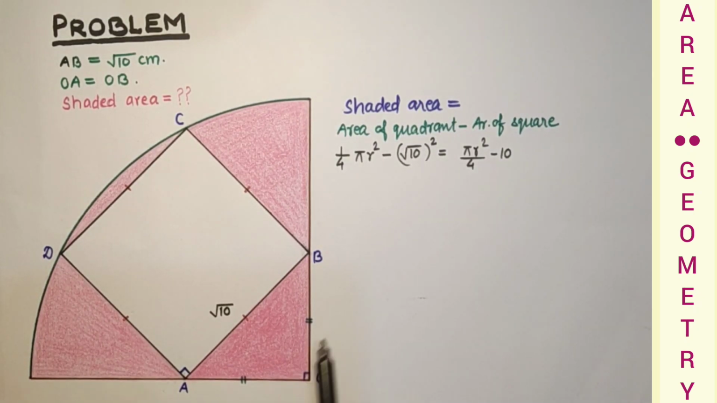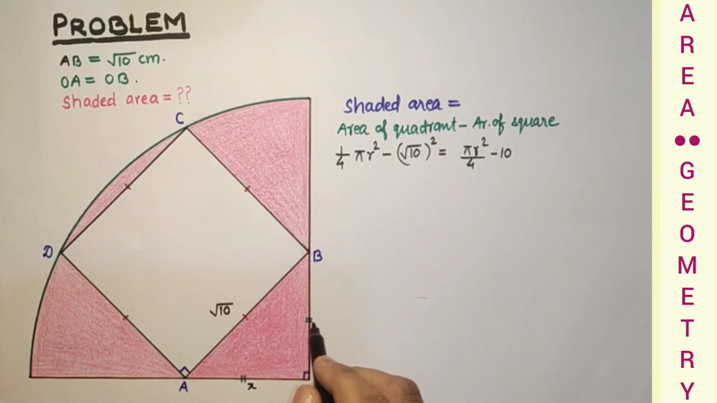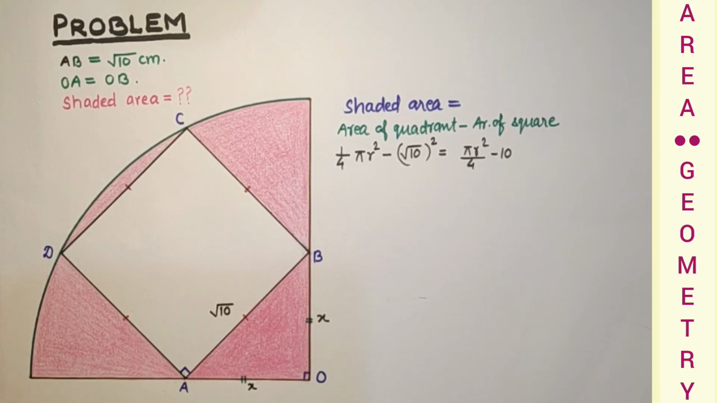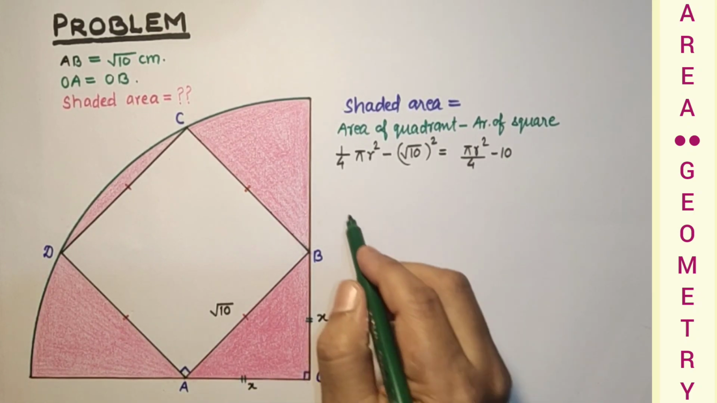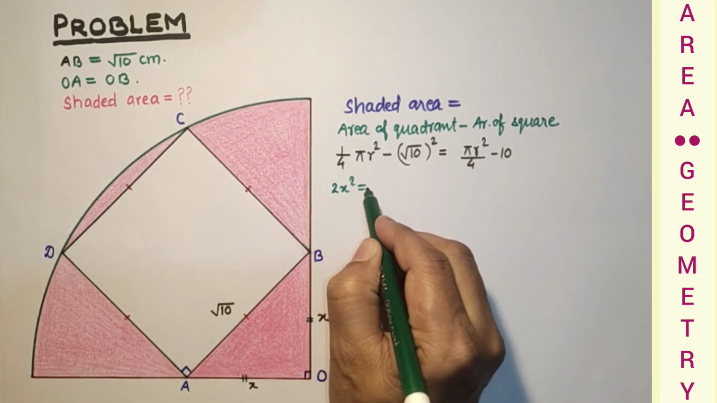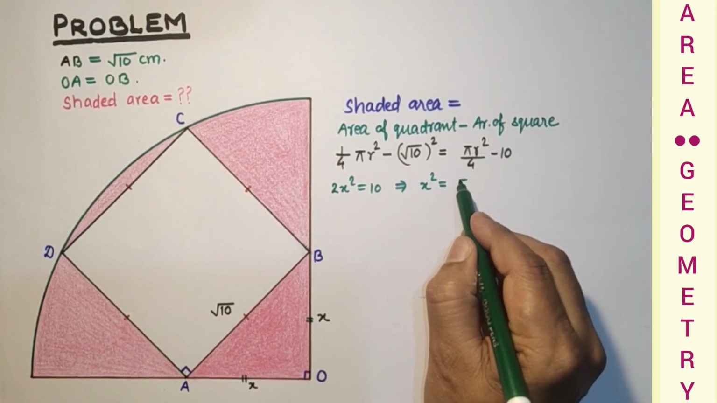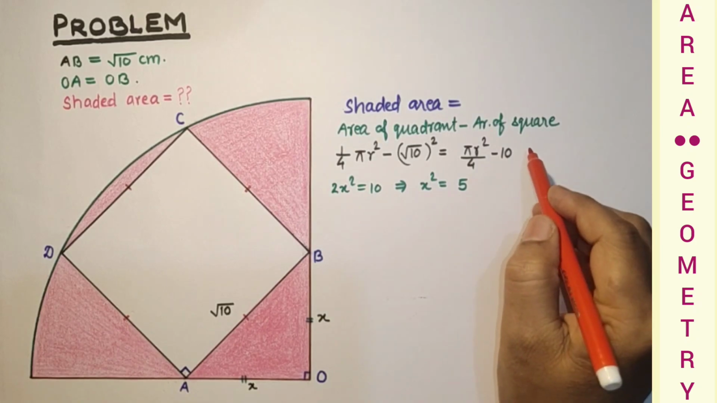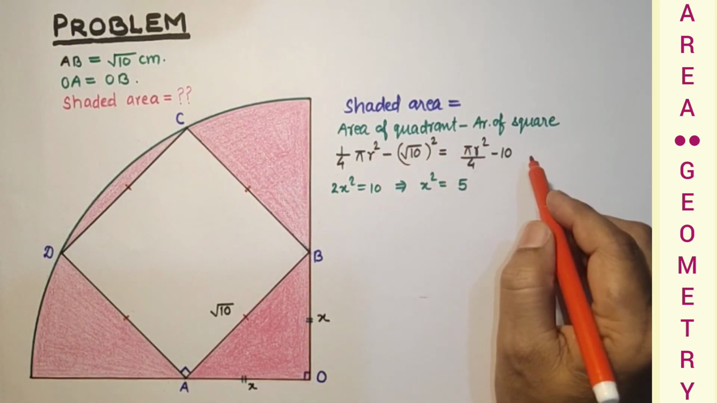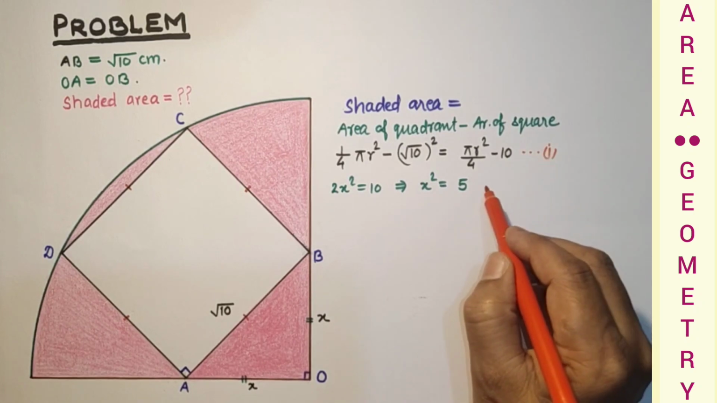Now we have to find the radius of this quadrant. To get that, let us suppose AO is x. Since AO and BO are given equal, this is x. So by Pythagorean theorem, x square plus x square is root 10 square. So that is 2x square is 10. 2x square is equal to 10 gives x square is equal to 5. This is relation 2; the area of shaded portion is relation 1.